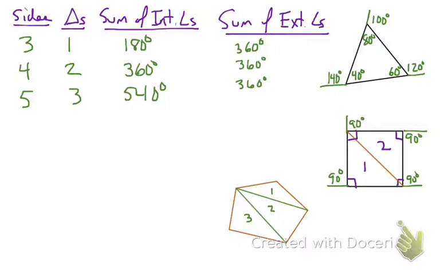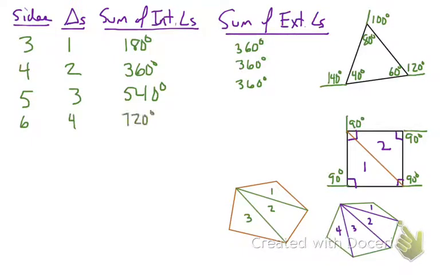I hope that you're starting to see some patterns here. If we have 6 sides, how many triangles are there? 4. There are 4 triangles. So the sum of the interior angles would be 4 times 180. Each triangle is 180 degrees, 4 of them. 4 times 180 is 720. What pattern are you seeing?